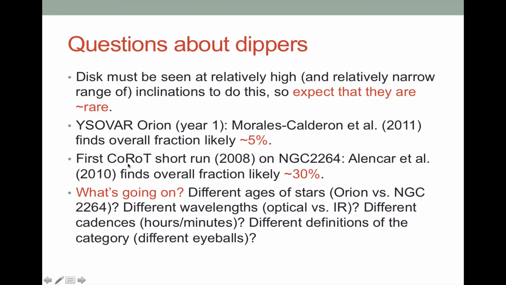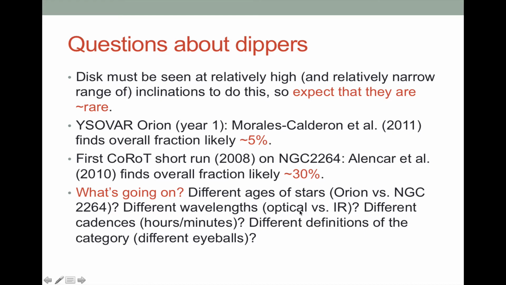But Corot, which is a European space mission in the optical that was looking for transits, but it could look at NGC 2264, also identified these dippers, and they found an overall fraction of 30%, which is very peculiar. Why are they so different? Well, even though Orion and 2264 are thought to be about the same age, maybe they're not. Maybe we're seeing different ages of stars. Maybe the different wavelengths matter.